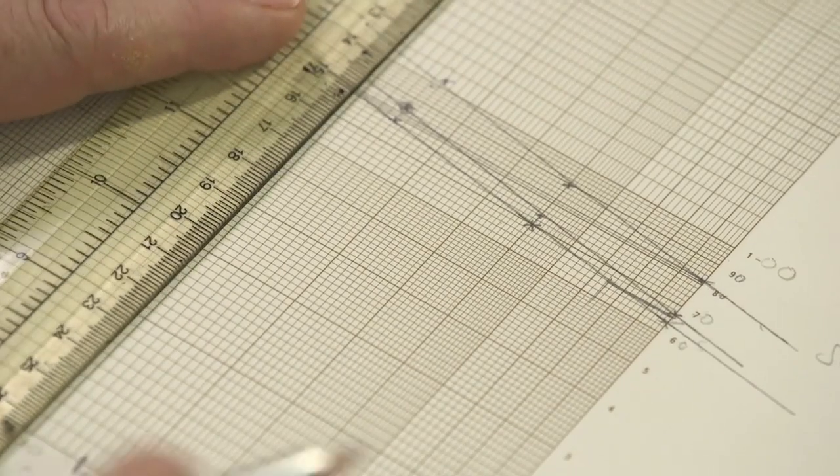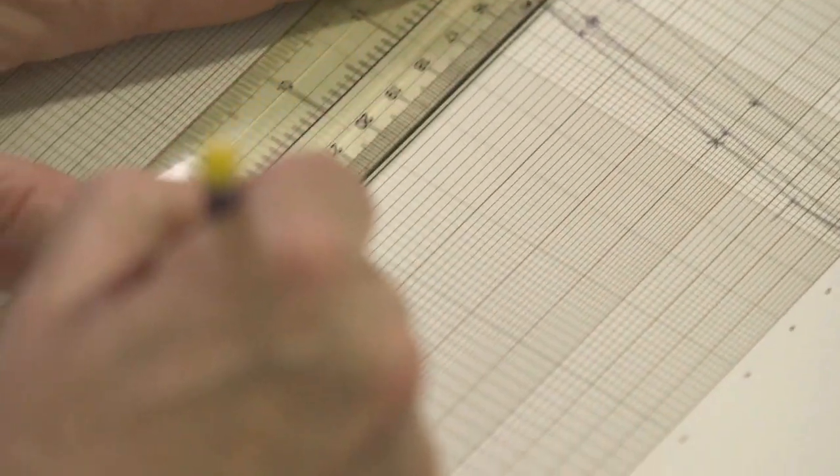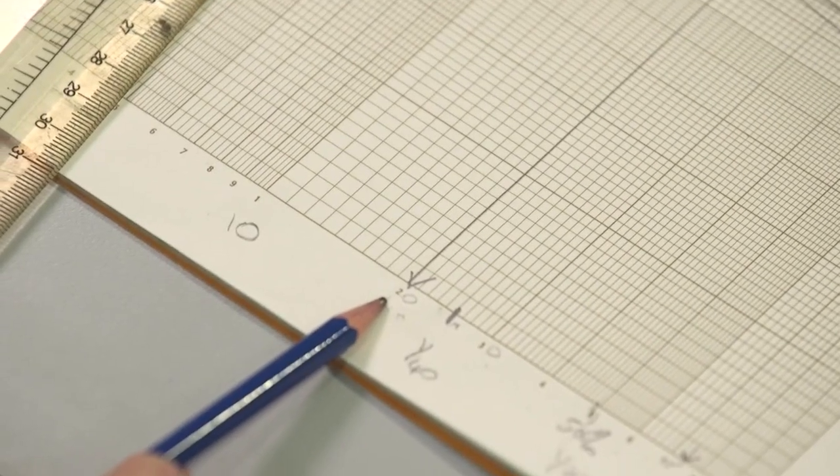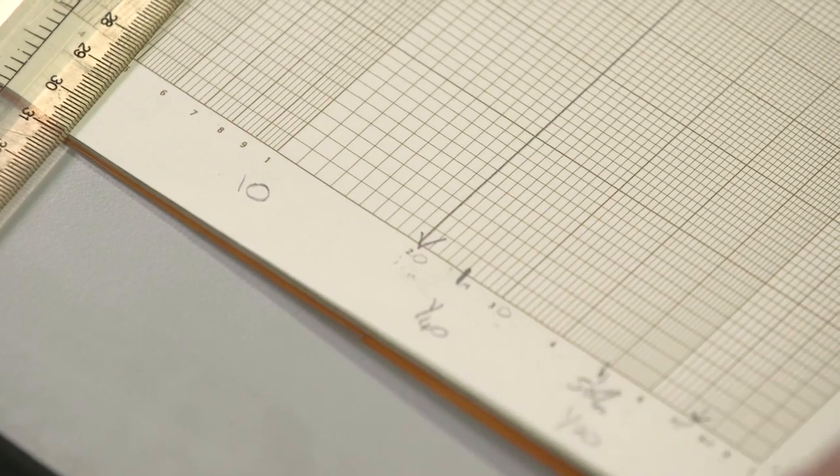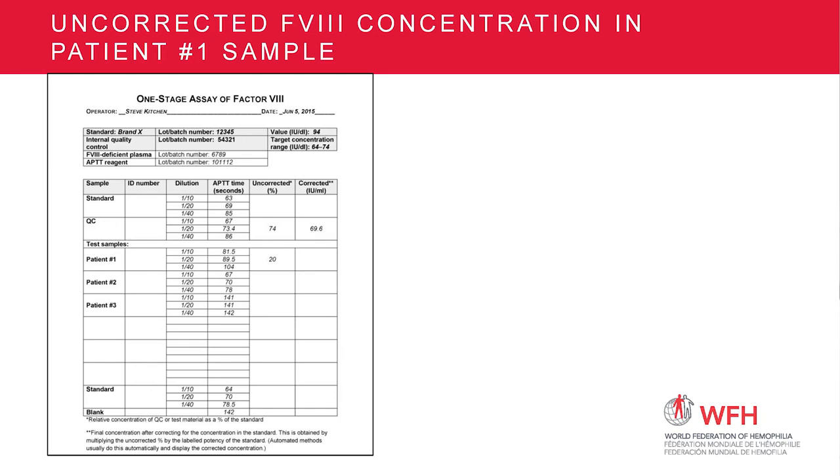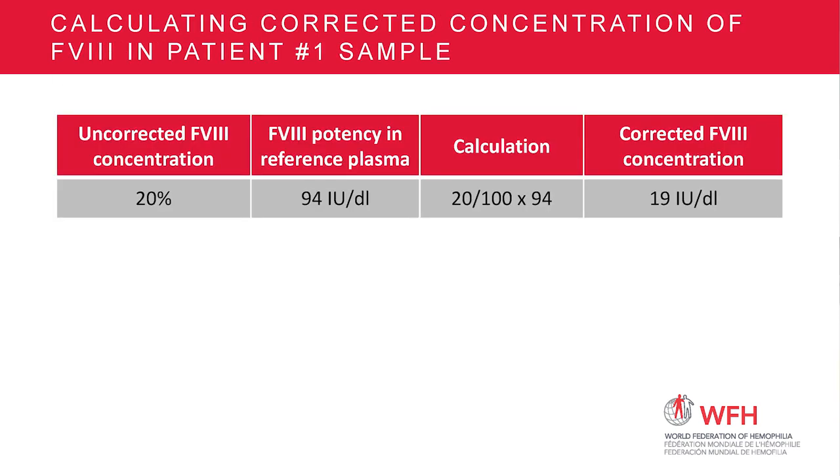Here. We drop a perpendicular from 82. 20%. The concentration of this sample, test sample number 1, is 20% of the reference or calibration plasma. So not yet corrected, 20%. What's the level of factor VIII? 20% of 94 international units per deciliter. So that's 19 international units per deciliter.